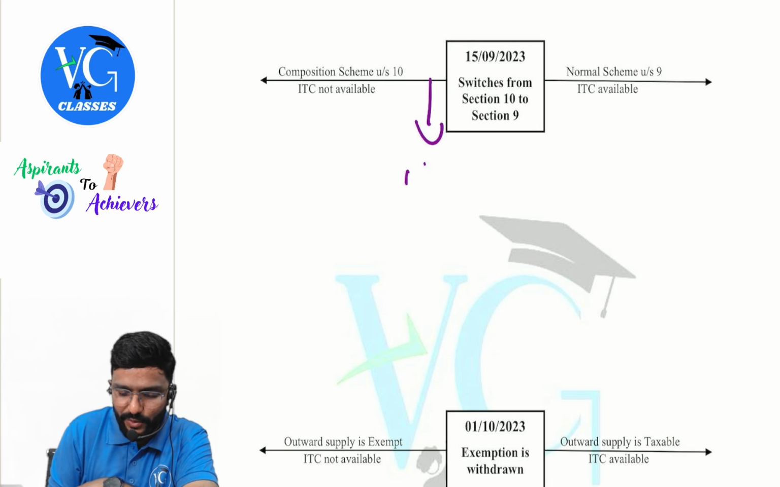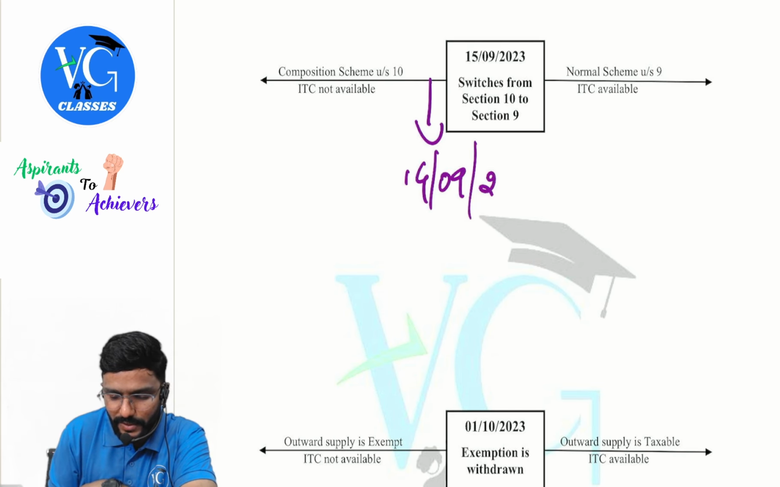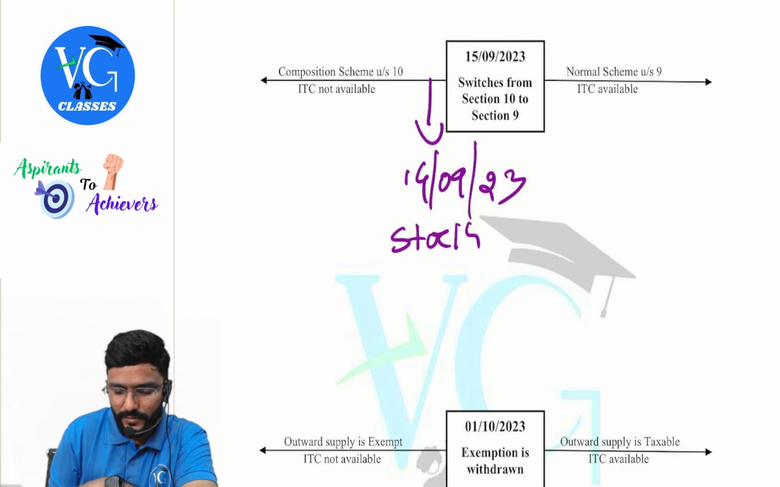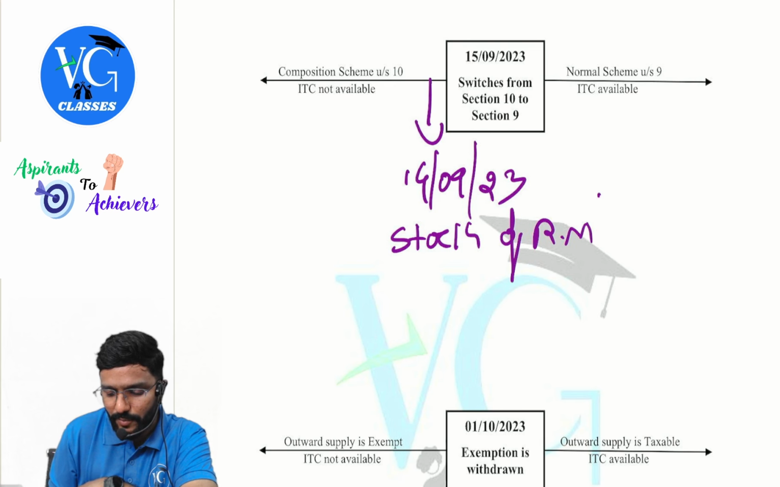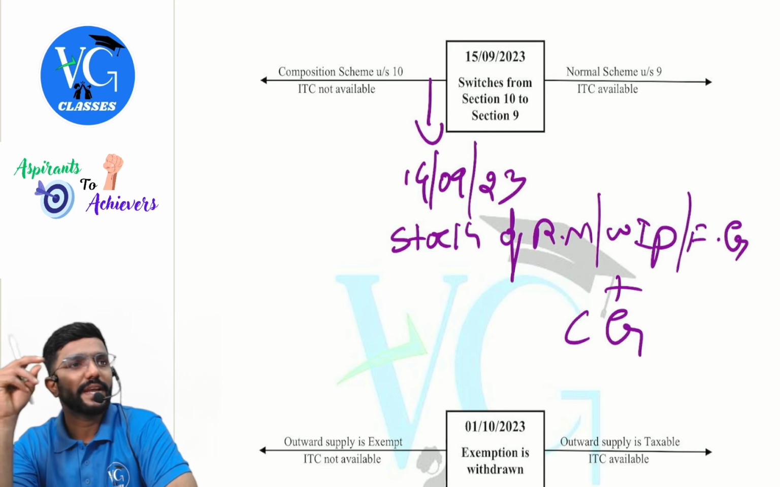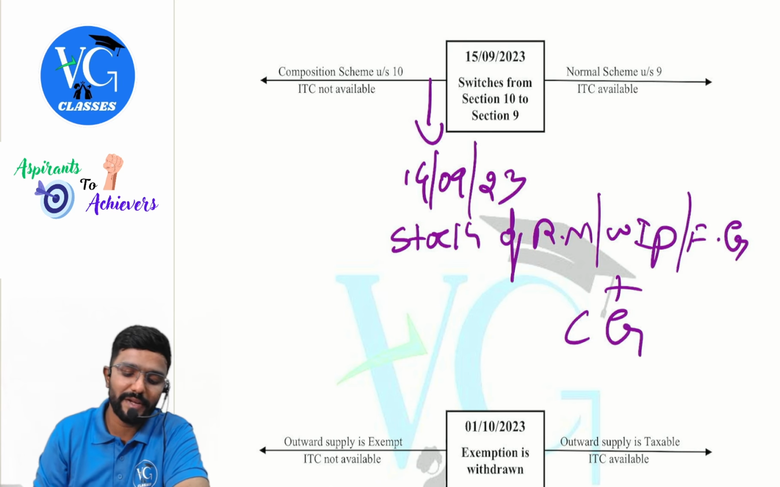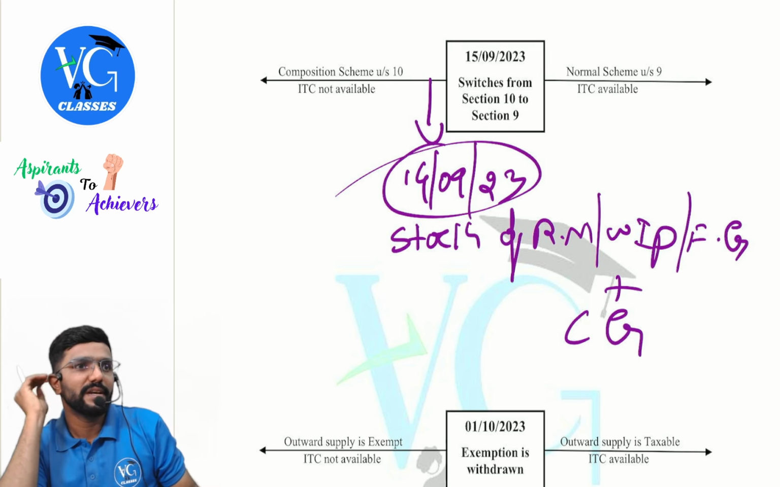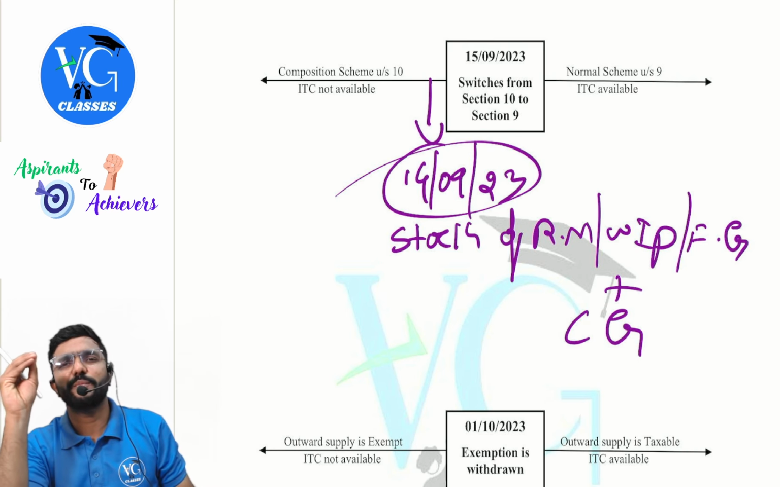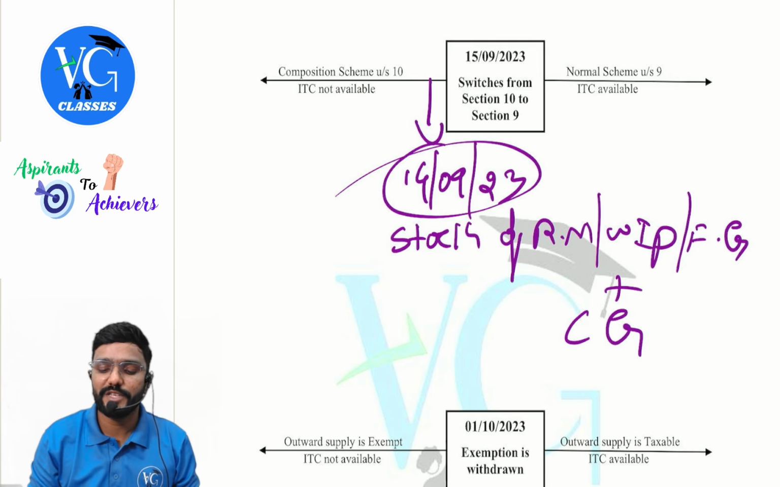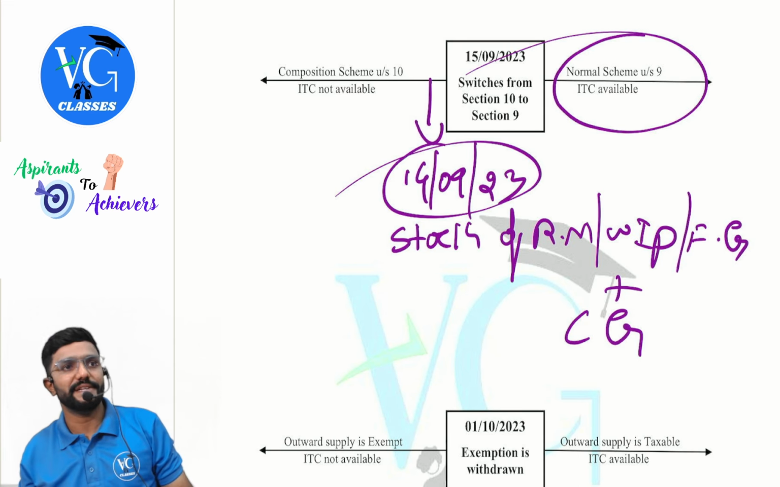Because whatever you have on 14th September, whatever means what? Stock of raw material, WIP, finished goods, plus capital goods. Can I claim the credit? Yes. Whatever credit I have on these items on 14th September, I can claim it. Again, simple logic being, I will use it on or after 15th September. On which date? I am under section 9, guys.